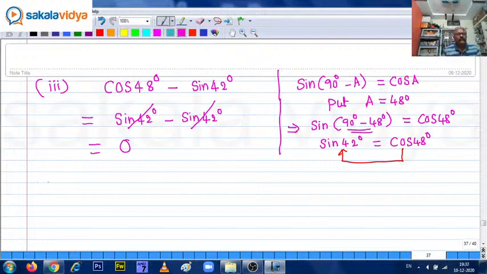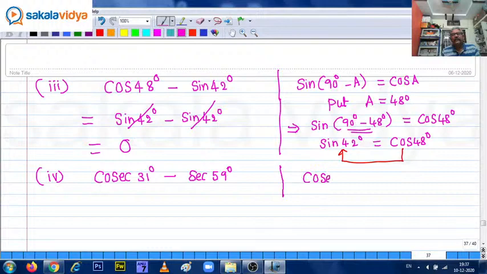Okay, now the fourth question. What is the fourth question we have? Cosecant 31 degrees minus secant 59 degrees. So now what shall we write here?